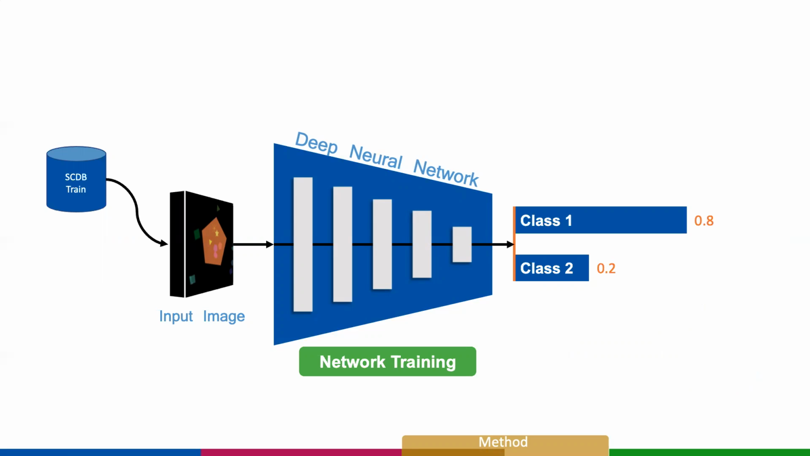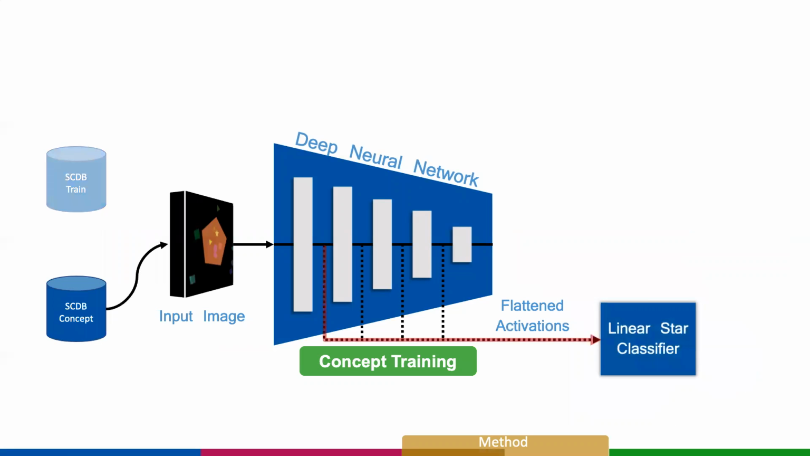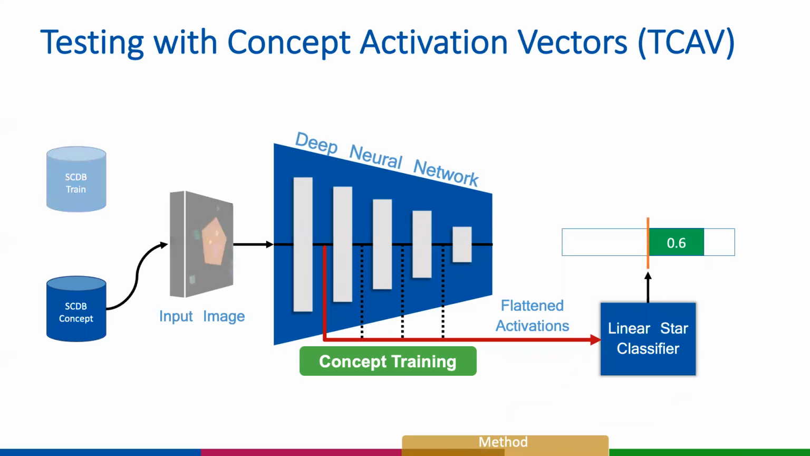Therefore, we use our dedicated concept set from the SCDB dataset and plug linear SVM classifiers on top of any of the intermediate layer outputs of the network. In this example, we trained the star concept classifier on labeled data that contained star shapes and data that didn't. If the concept has been encoded in the network, we should see a working star shape classifier now.